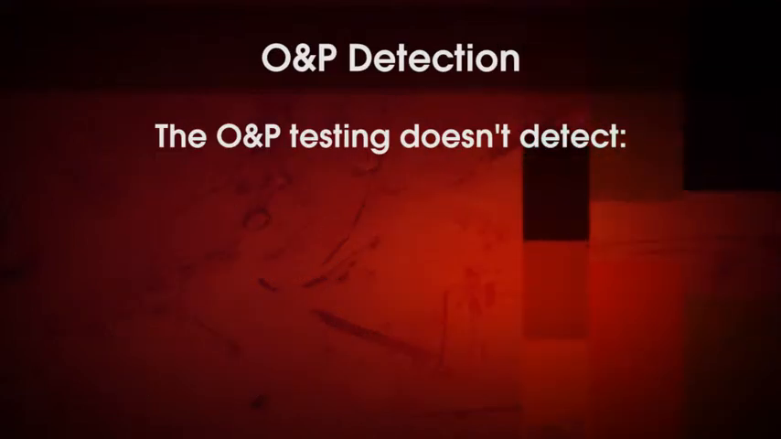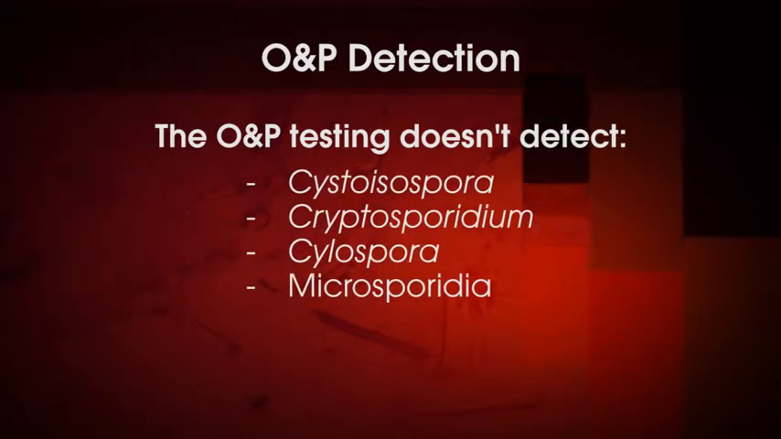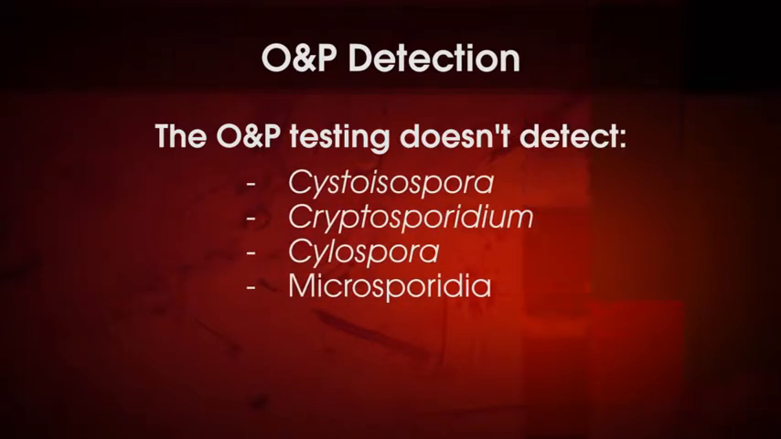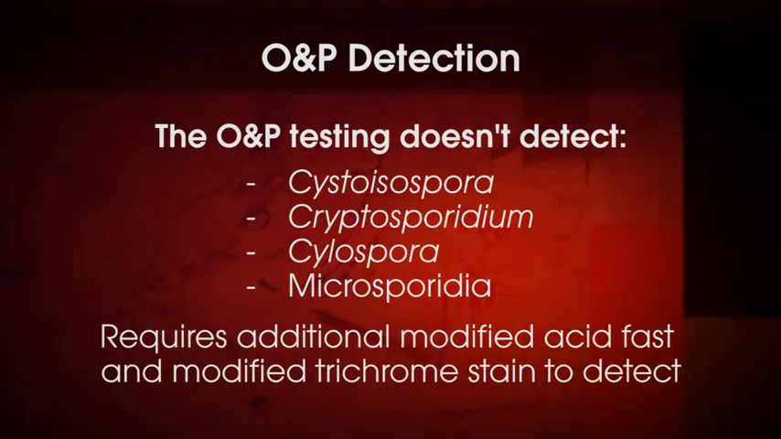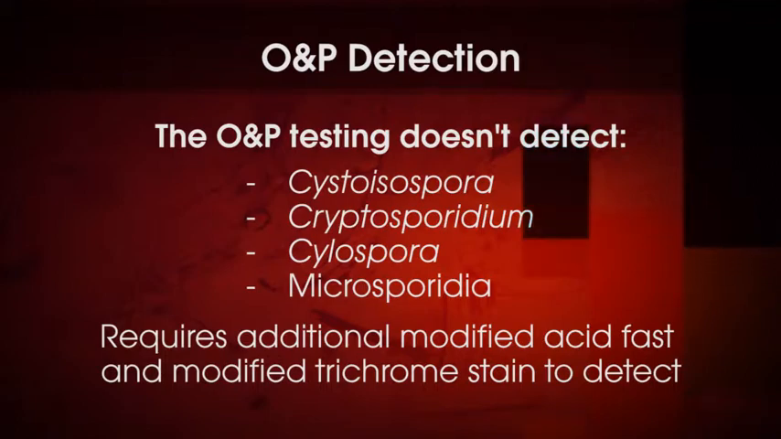Importantly, the O&P does not detect Cystoisospora, Cryptosporidia, Cyclospora, or the Microsporidia. Detection of these organisms, in fact, requires an additional modified acid fast stain and modified trichrome stain. In our experience, these stains are not routinely included in the workup of suspected GI parasite infections. The O&P can detect non-pathogenic protozoa, which are reported in the chart despite not requiring medical intervention. In our experience, reporting these non-pathogenic organisms can unintendedly lead to clinical confusion or unnecessary therapy for the patient.